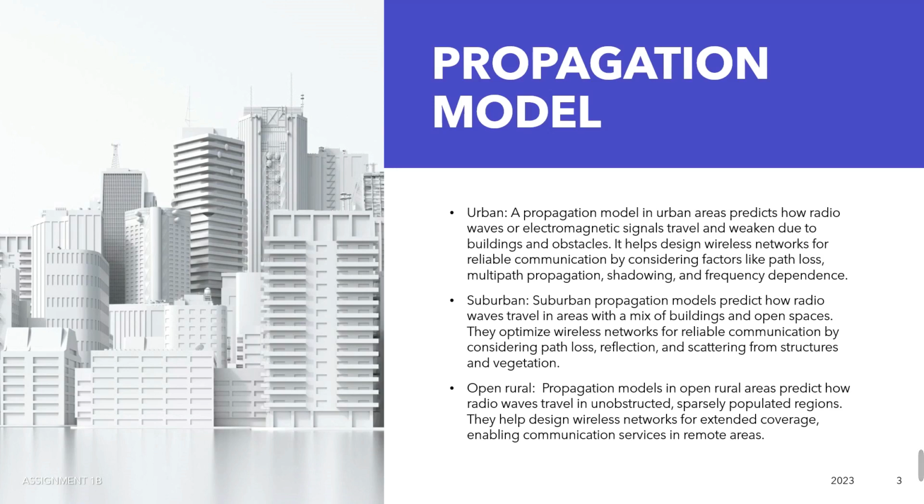For suburban, it predicts how radio waves travel in areas with a mix of buildings and open spaces. They optimize wireless networks for reliable communication by considering path loss, reflection, and scattering from structures and vegetation. And for open rural, it predicts how radio waves travel in unconstructed, sparsely populated regions. They help design wireless networks for extended coverage, enabling communication services in remote areas.